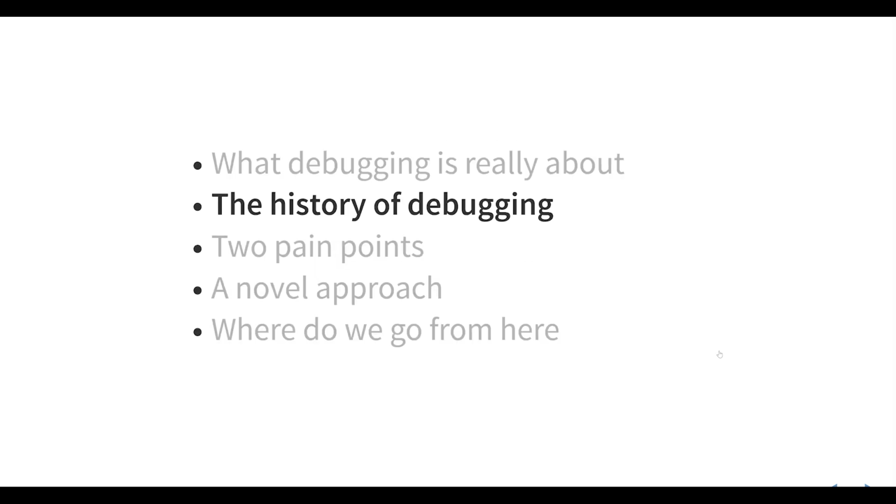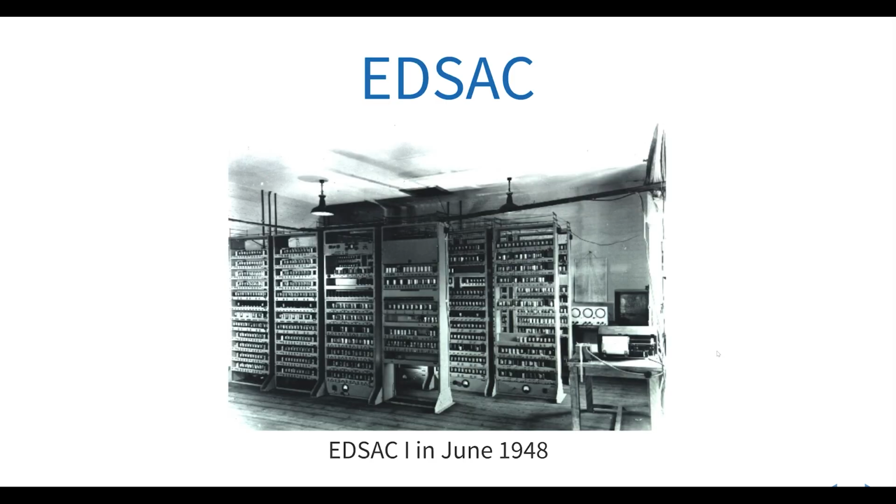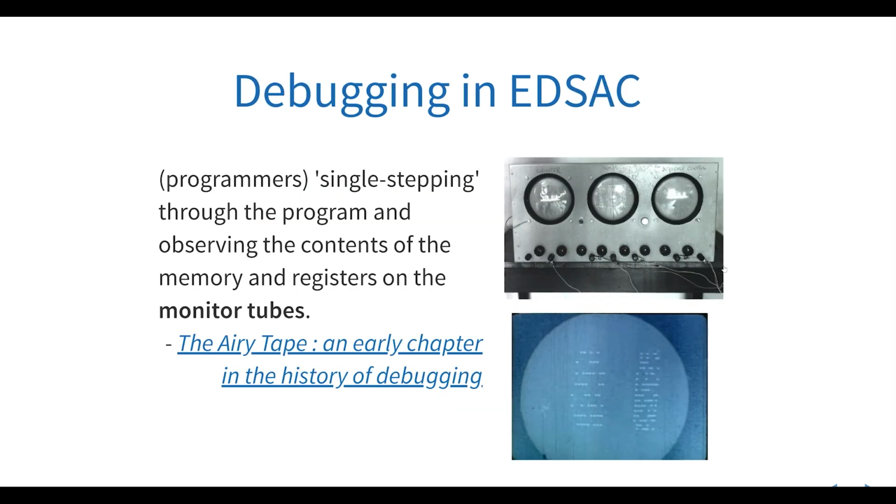Next, we'll talk about the history of debugging. This is an image of EDSAC, a computer built in the late 1940s. As you can see, the computer is very huge. And there is an article talking about how programmers back then debugged with EDSAC. So I'll just read the quote here. Programmers single-stepping through the program and observing the contents of the memory and registers on the monitor tubes. The monitor tubes are the things showing on the right.